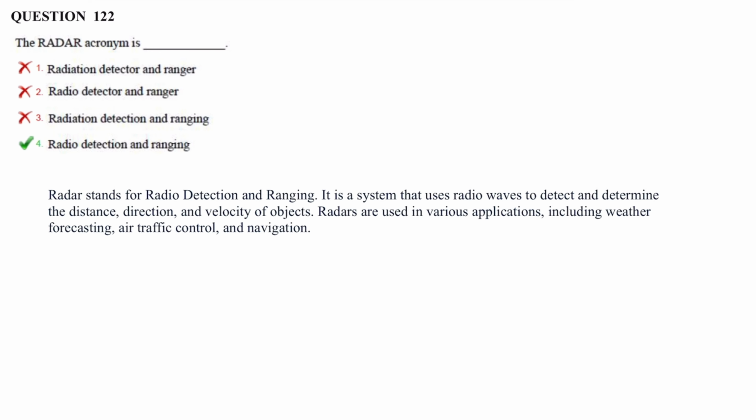Next question. Radar is the acronym for radio detection and ranging. Radar stands for radio detection and ranging. It is a system that uses radio waves to detect and determine the distance, direction, and velocity of objects. Radars are used in various applications including weather forecasting, air traffic control, and navigation, etc. The correct answer is option 4, radio detection and ranging.